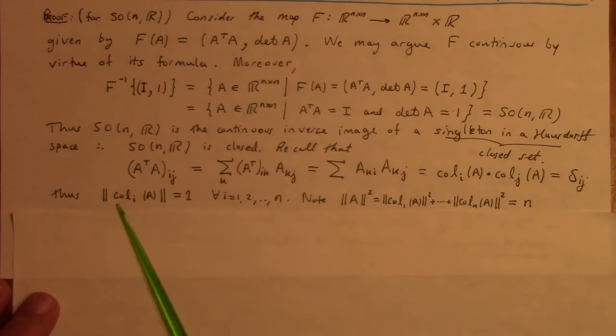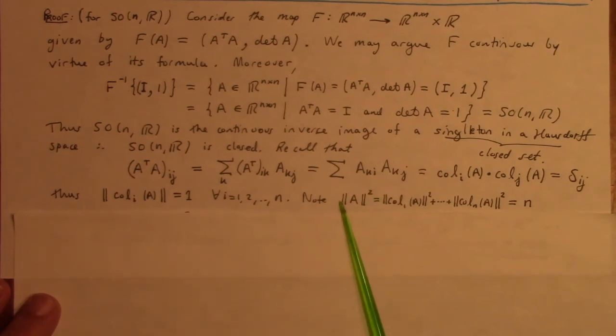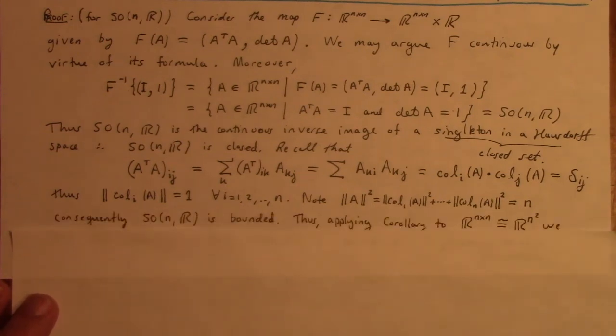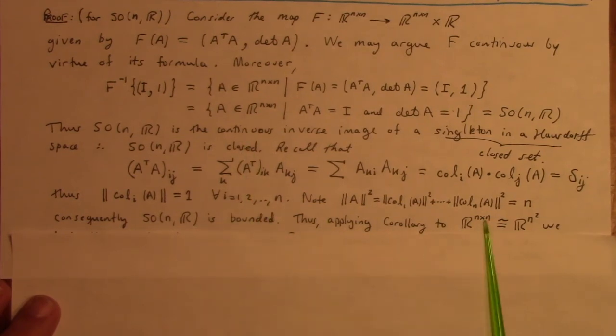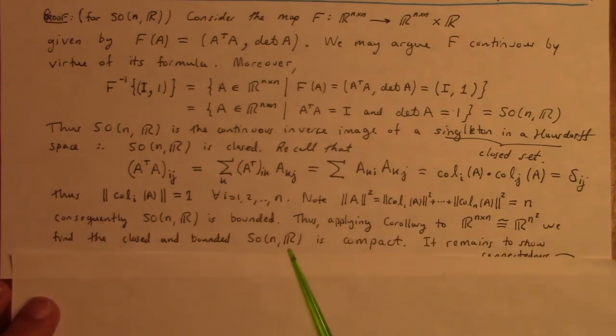So, lo and behold, the length of each column vector is 1 in Euclidean norm, and by the way, the length of the matrix squared is the sum of the squares of the lengths of the columns squared. Each one of these being 1, we get the length of the matrix squared is n. Since this was an arbitrary matrix in SON, an arbitrary matrix in SON is at most distance square root of n from the origin. So that means that SONR is bounded in R n squared. So what do we got? We've got a closed and bounded subset of R n squared, therefore SONR is compact.